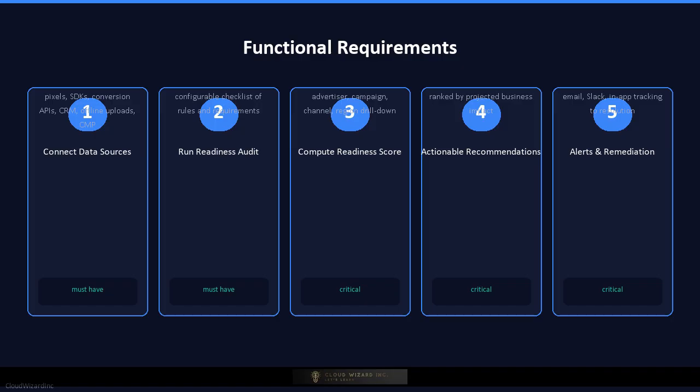Third, it must compute a readiness score for each advertiser, campaign, channel, and region, with drill-down capability. Fourth, it must provide actionable recommendations ranked by business impact, like fix the purchase pixel before launch or upgrade the SDK to capture post-install events. Fifth, it must support alerting and notifications through email, Slack, or in-app messages, plus a remediation workflow that tracks whether each issue has been fixed, dismissed, or is still open. These 5 capabilities make the dashboard useful, not just informative.